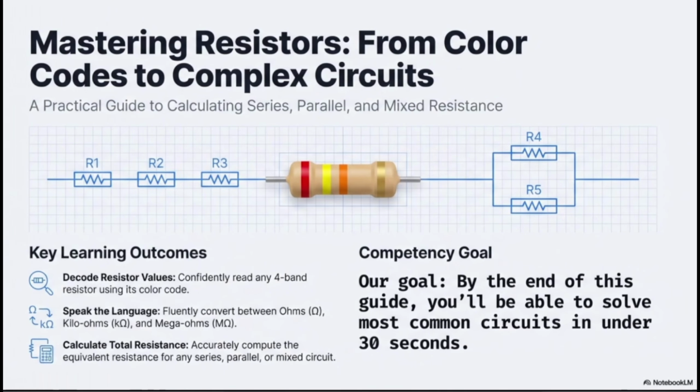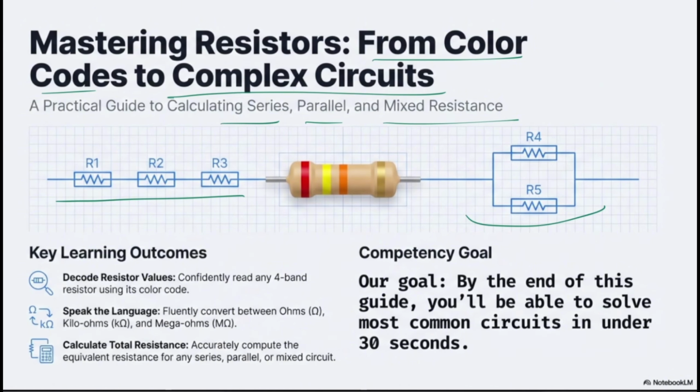At this point we are going to master the resistance itself, from color codes to complex circuits, and I will tell you what I mean by color codes. We are going to have a practical guide to calculate series, parallel, and mixed resistance. As we know, when we have series resistance, it means that all of them are back to back, connected to each other. On the other hand, when you have a parallel, it means that they are connected in parallel between two points. So let's talk about it.